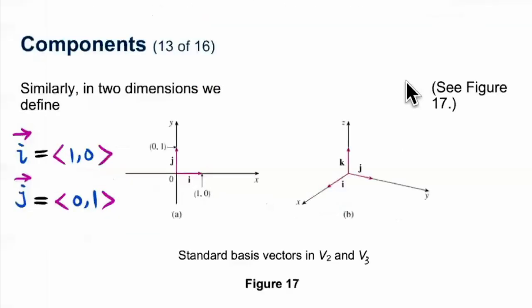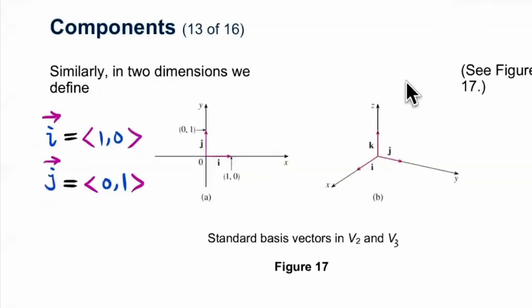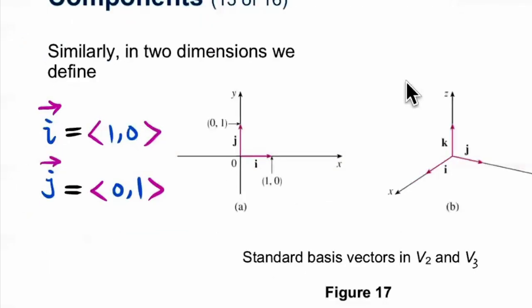Let's start with 2 dimensions. So this is in V2. Then the vector i will be this vector. The first component will be 1, the second component will be 0. It's this vector pointed this way. And then the vector j will be this one. This is the j.